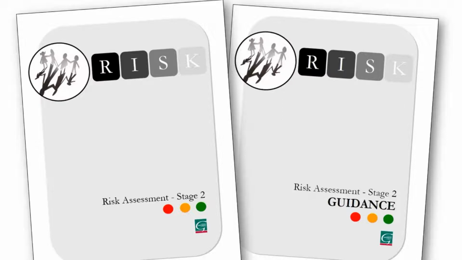The risk model was developed to support practitioners to make better quality and more consistent decisions about the risk of significant harm. The Stage 2 risk assessment, or Risk 2, that we will be introducing in these videos, was developed as part of the risk model. The risk model is now incorporated into effective child protection and its practice resources. This presentation introduces the use of the Stage 2 risk assessment, or Risk 2, as it is known by practitioners.